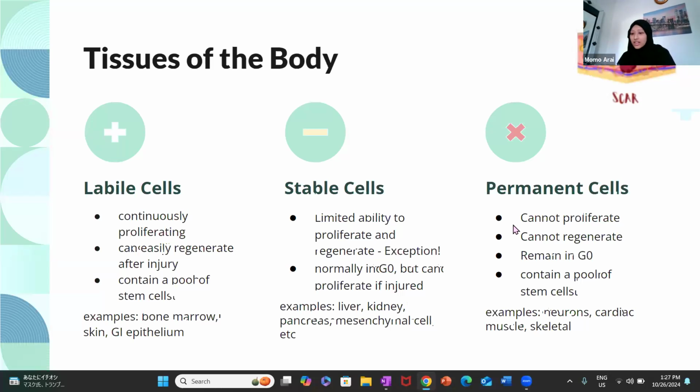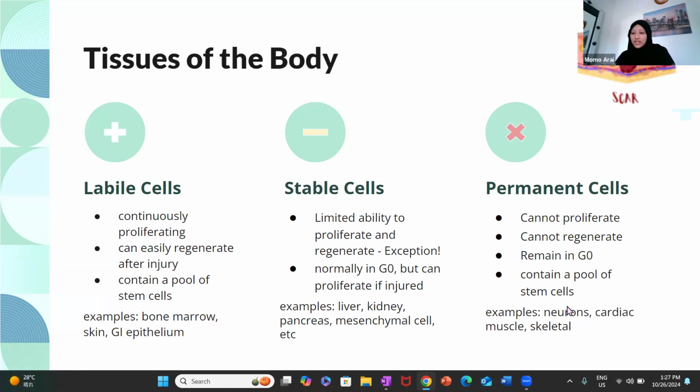So they cannot proliferate, they cannot regenerate, and they remain in G0, or you can consider them completely out, like they cannot go back into the cell cycle. Or wait, contain, yeah, this part, I'll remove when sending the lecture to you. They don't contain stem cells. I think it's just copied from this one, that's why.